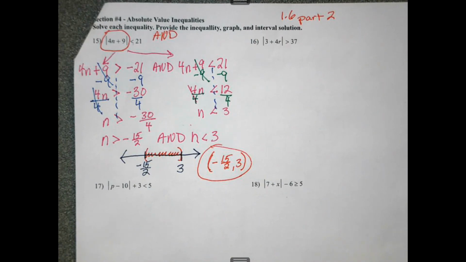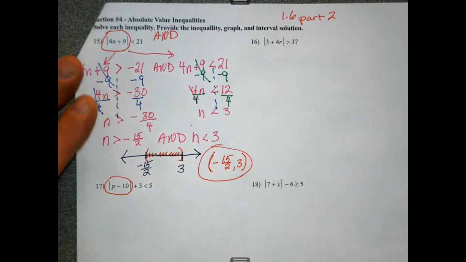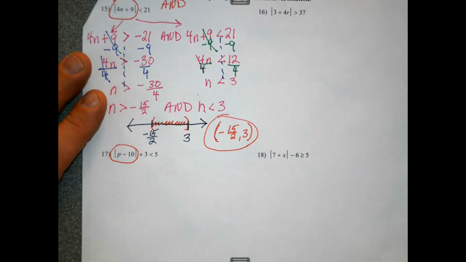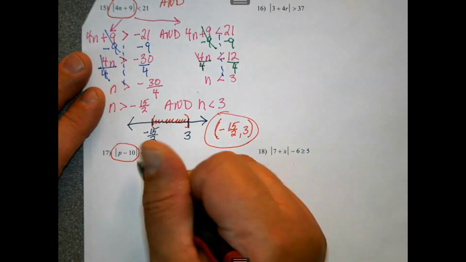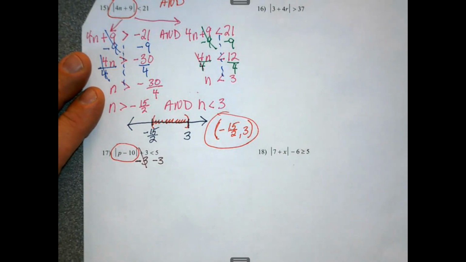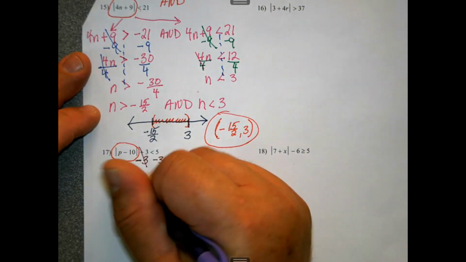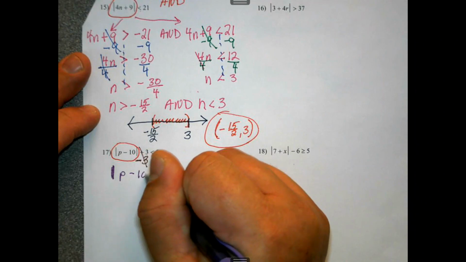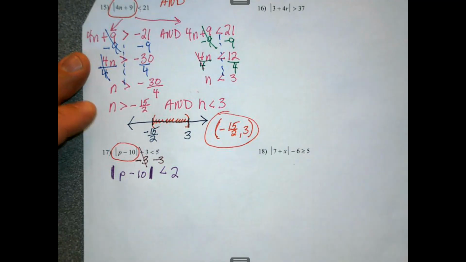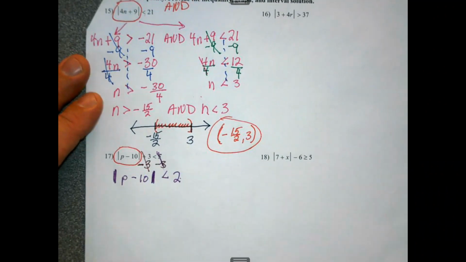And then the last one I'm doing. Now be careful because my absolute value bars are not isolated. So I'm going to have to subtract 3 first. Okay, so I have the absolute value of p minus 10 as less than 5 minus 3 is 2. Now, none of these can be used anymore. I have to use the 2.